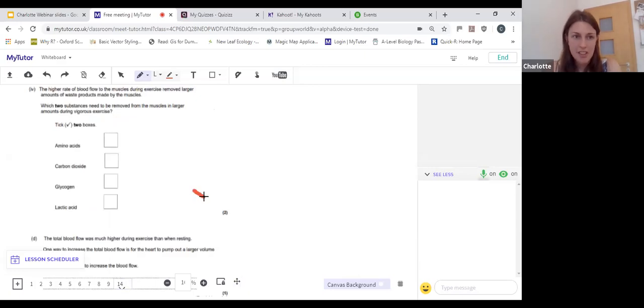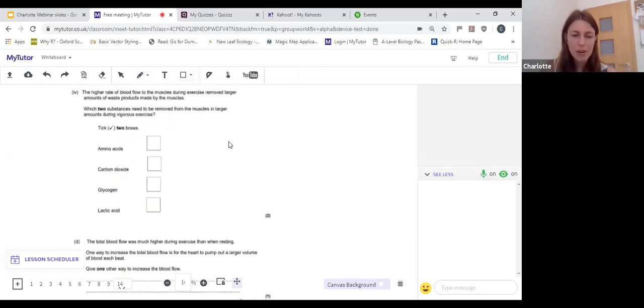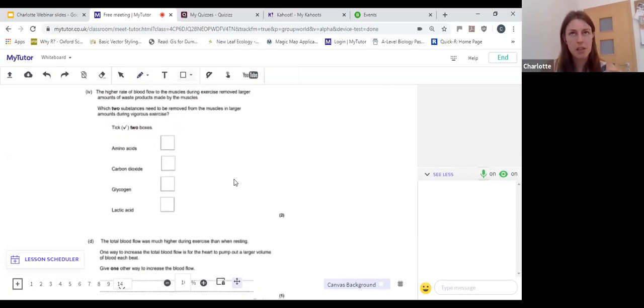Okay, another one here. This is continuing on. This is a very long question about this experiment. But it all leads on one to the other, and it's really nice because it's just those 1 and 2 mark questions. It tests your knowledge about respiration, it tests your knowledge of experimental technique, and it's a really easy way to get those marks. So, the higher rate of blood flow to the muscles during exercise removed larger amounts of waste products made by the muscles. Makes sense?